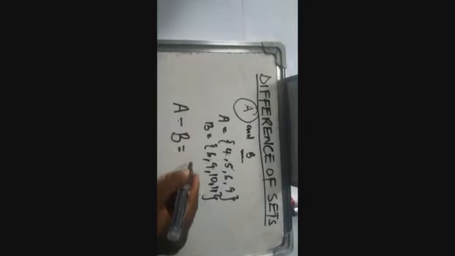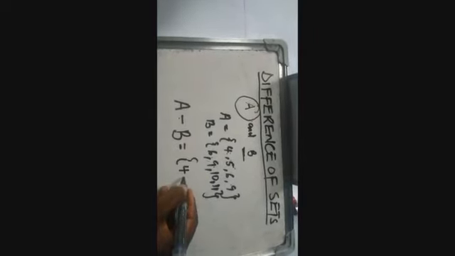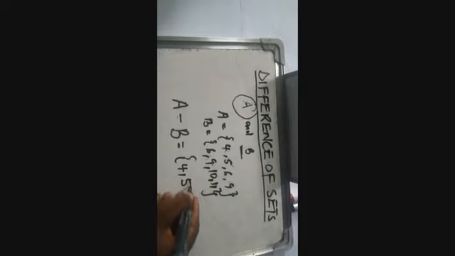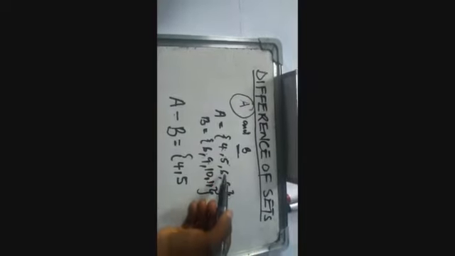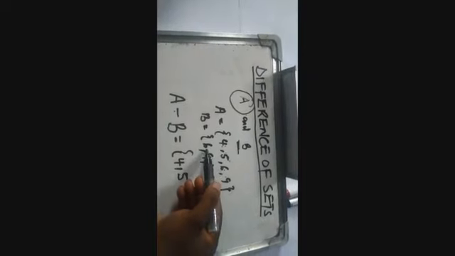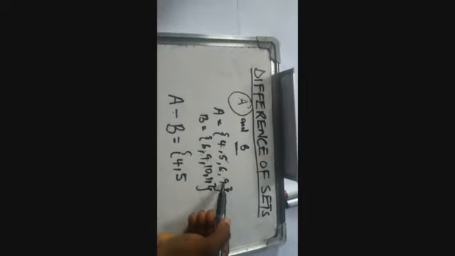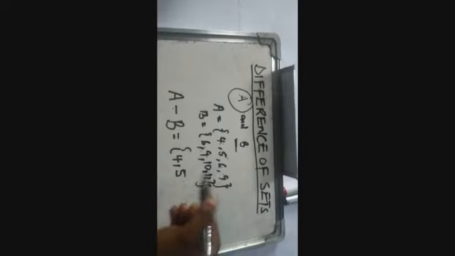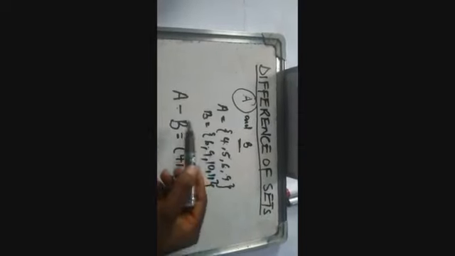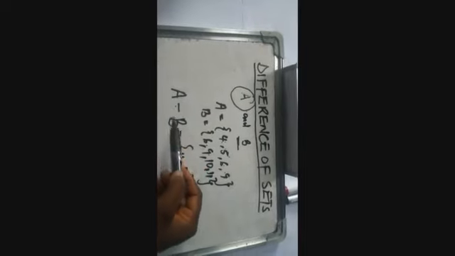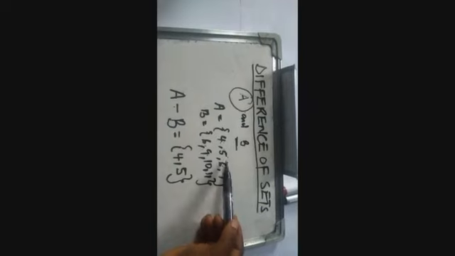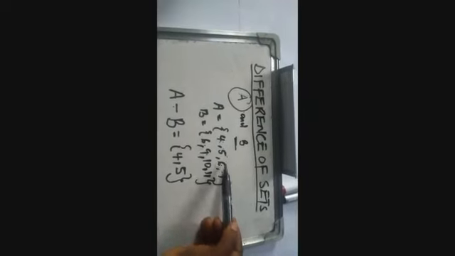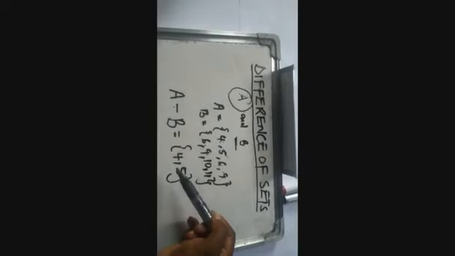So A minus B is the elements you can find in A but cannot find in B. What are the elements? 4 and 5 are the only elements, because there is 6 here and we can find 6 in B. There is 9 here and we can find 9 in B. So we're having only 4 and 5. Mind you, we were asked to find A minus B.